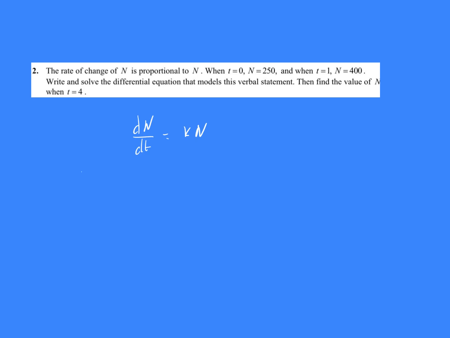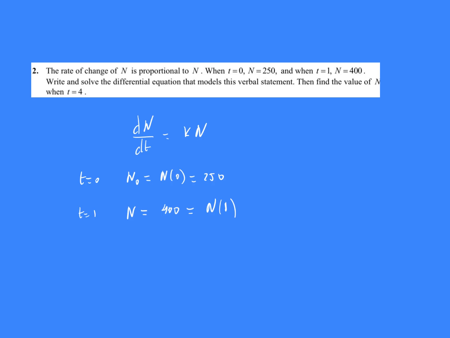It says that when t equals 0, the initial value, n of 0 equals 250. It says that when t equals 1 second, or 1 hour, or maybe 1 year, or maybe 1 million years, the amount n is 400. So 400 is n of 1.